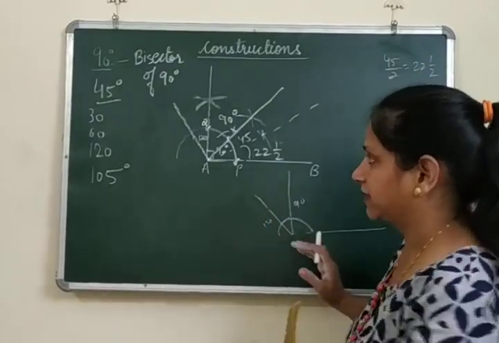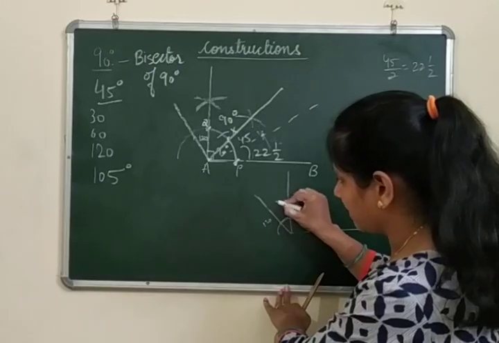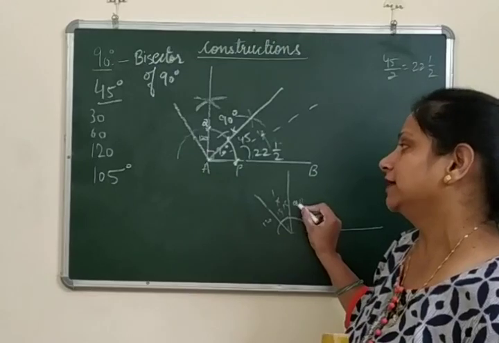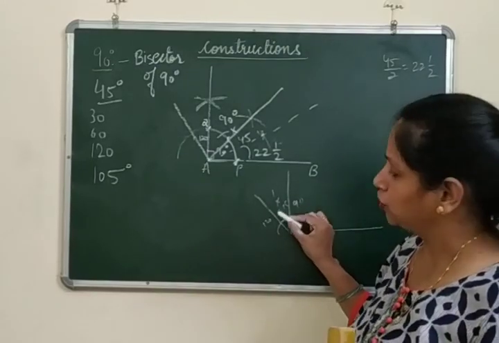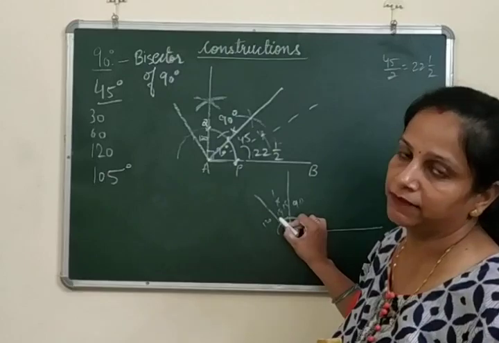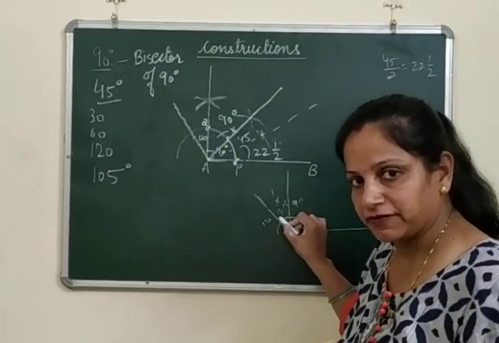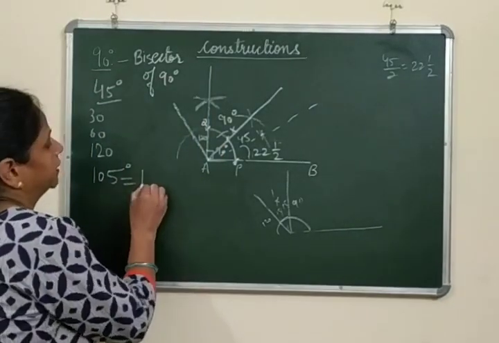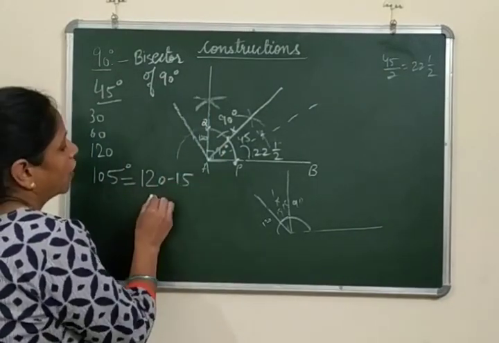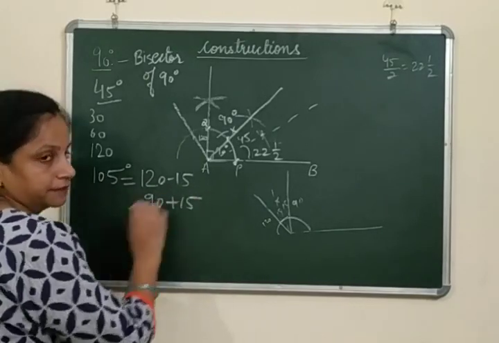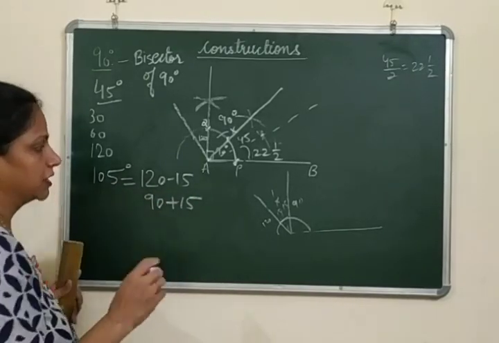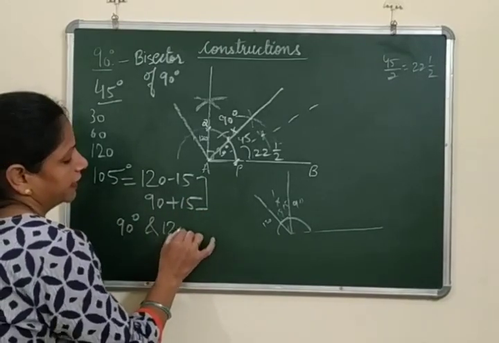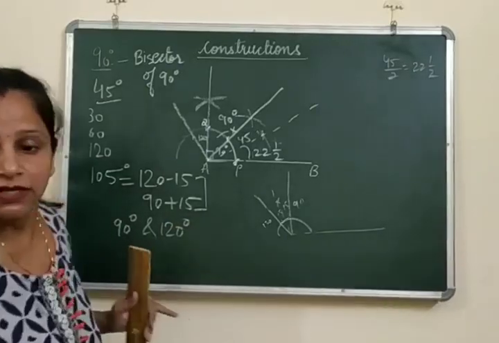And if we take half of 30, that means we take 15 degree, make the bisector of these two, then 15 comes here and 15 comes here. Now you add 90 to 15, it is 105, and you subtract 15 from 120, you get what? 105. Okay. So there are 2 ways of making an angle of 105. What are those 2? Either 120 minus 15 or 90 plus 15. Right? And in both the cases, first you have to make an angle of 90 degree and 120 degree. Fine. Let us see this.